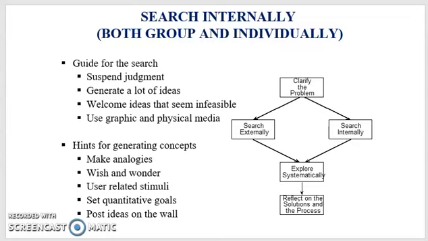Whether working as a group or as an individual, we should encourage the use of graphic and physical media to present a concept. A concept is better presented and understood by using techniques such as making analogies, wish and wonder, user-related stimuli, setting quantitative goals, and posting the ideas on the wall.